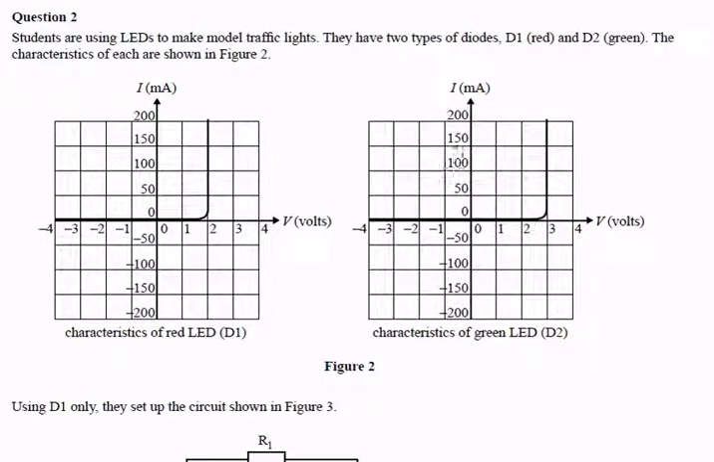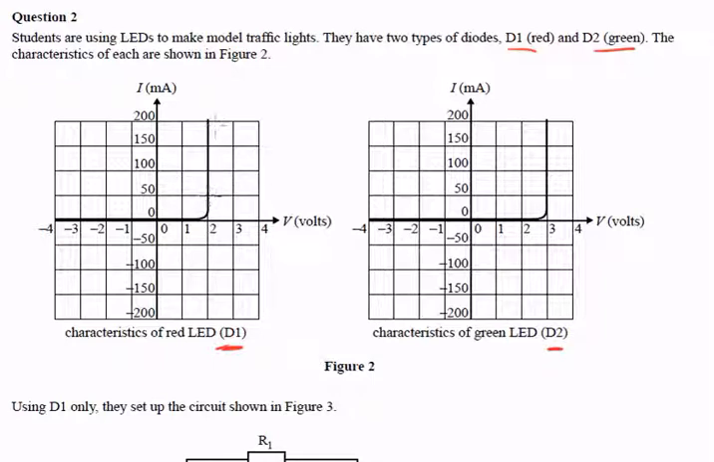Right, this is a diodes question. I know that because straight away I've been given these diode graphs here. There's two diodes, D1 which is red and D2 which is green, and they've got two different graphs. So this is the D1 graph and this is the D2 graph.